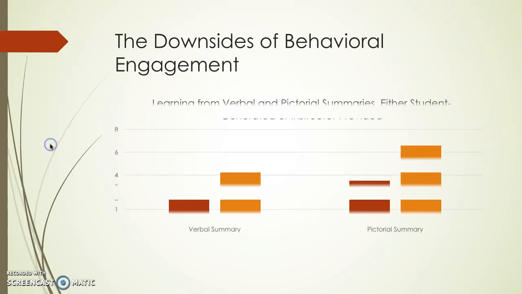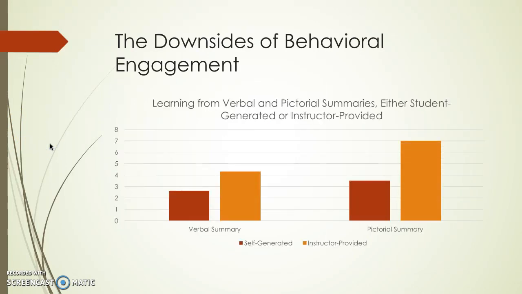Okay, so kind of bouncing off of that, just talking about behavioral engagement, this was a really good comparison when they discussed this study in the chapter where they were looking at the differences in verbal and pictorial summaries with student-generated or instructor-provided material. So in the self-generated case, it was students that had to create their own summaries of this material, their own information from what they understood. And the instructor-provided was, of course, all material that was created by the professor and then provided to them.